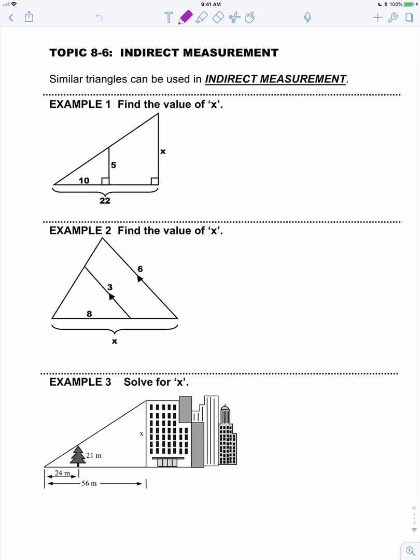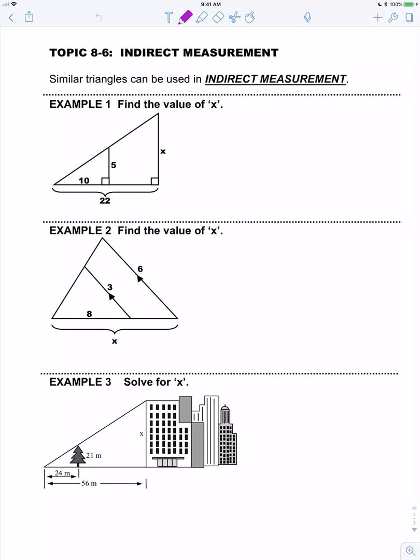All right, we're talking about indirect measurement, and these really are going to be your real-world situations for these similar triangles and why we need to know this information. Just as a reminder, in order to do these similar triangles, we really just set these up as proportions, because in order to be similar, the sides have to be proportional, and we're just solving for x, doing that cross multiplication and solving.